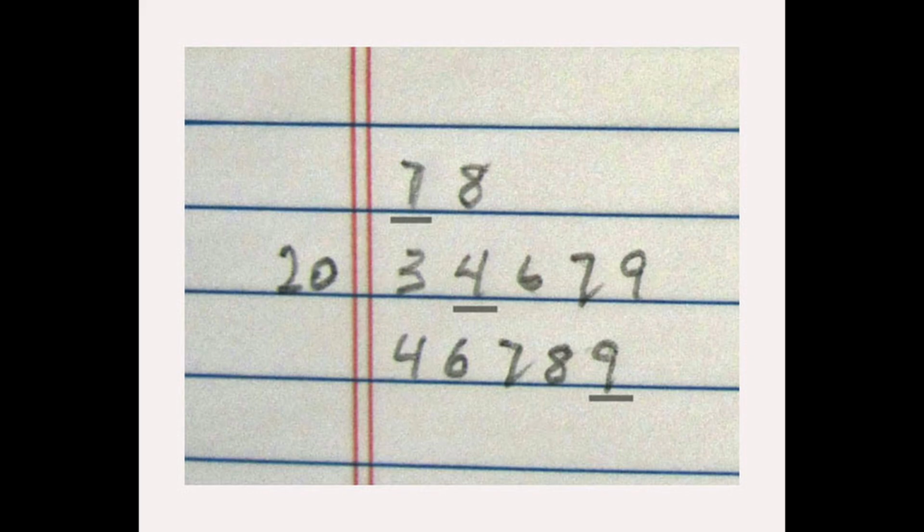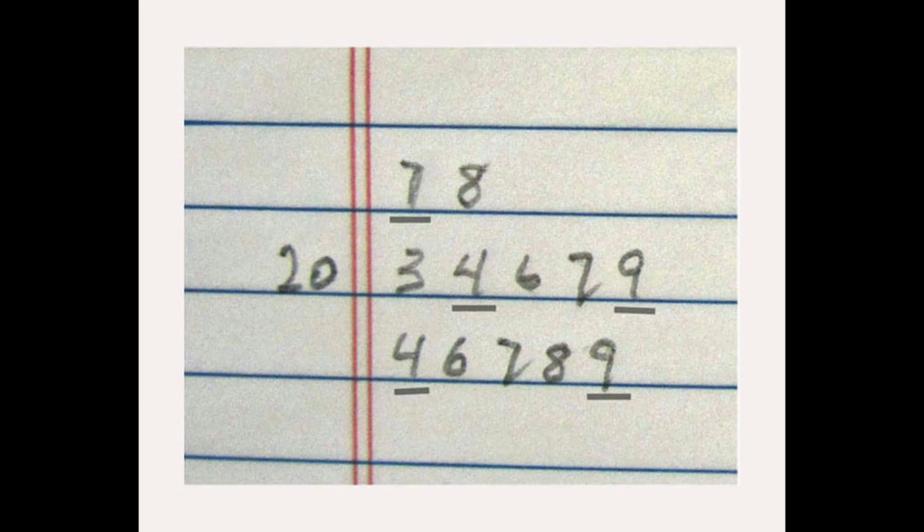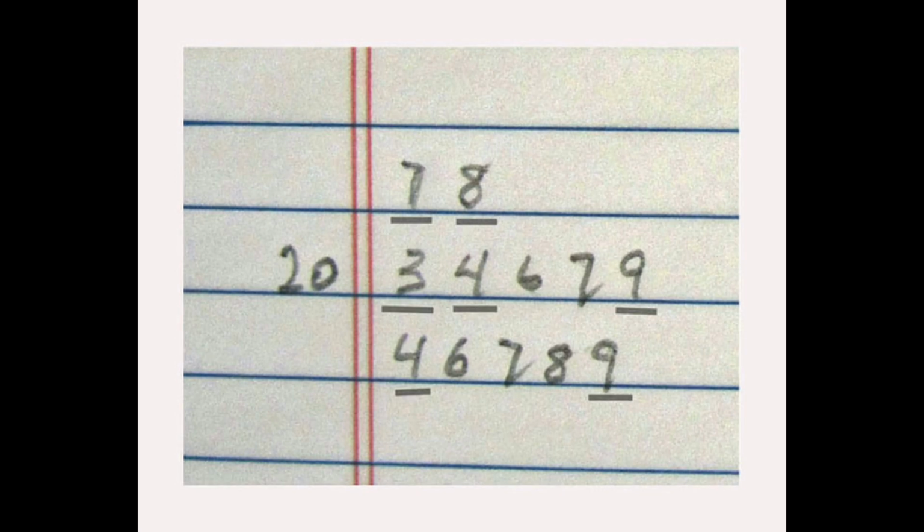Nope. 7 and 7. Nope. 7 and 9 is 16 plus 4 is equal to 20. Yes. 8 and 3 is 11 plus 9 is equal to 20. Yes. 8 and 4 is 12. Nope. 8 and 6 is 14. Nope. 8 and 7 is 15. Nope. 8 and 9 is 17. Nope. Okay, we can delete the 6, 7 and the 6, 7, 8.